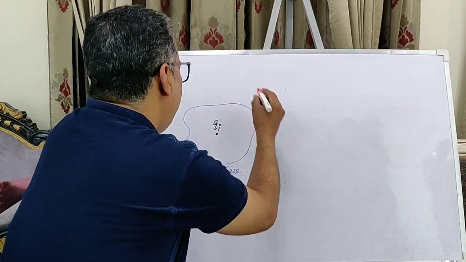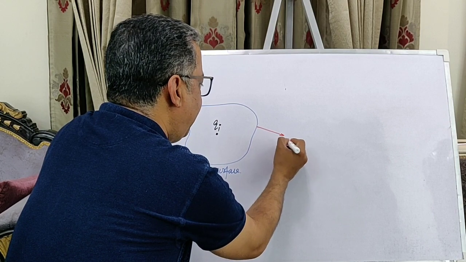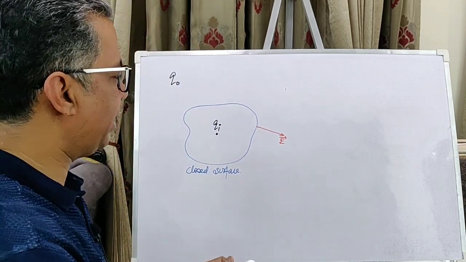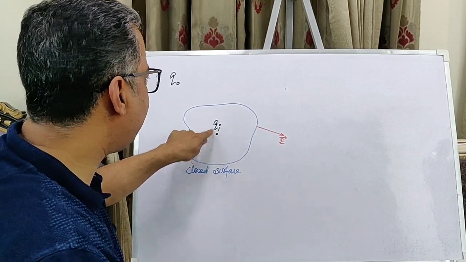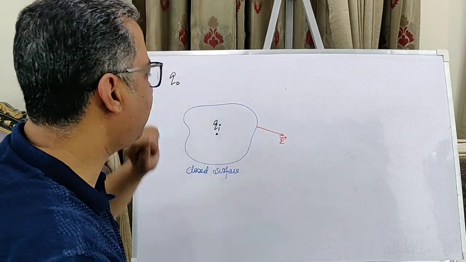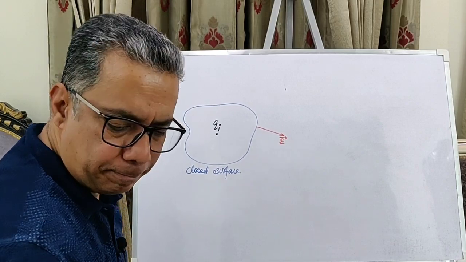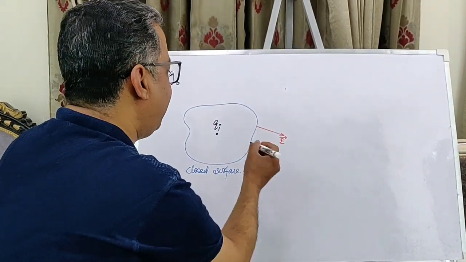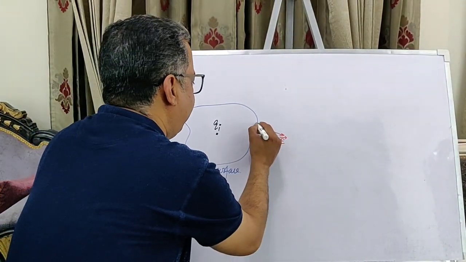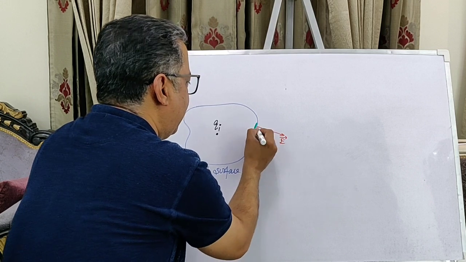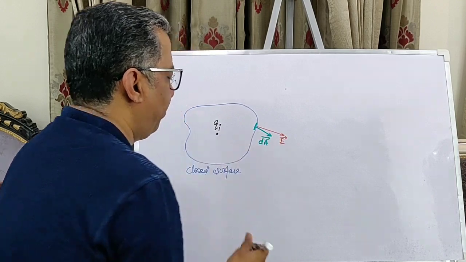Now at any location on this surface, let's say this is the electric field. This electric field is the net electric field at this location due to charges inside as well as charges outside the surface. So this is the net electric field here. Now consider a tiny area element. Let's say we have this area element and its area vector is dA.